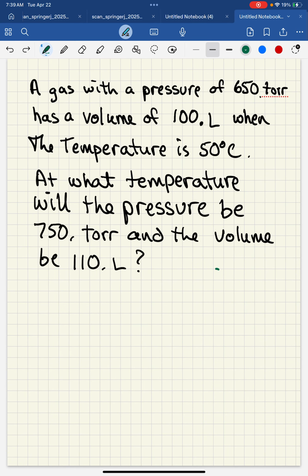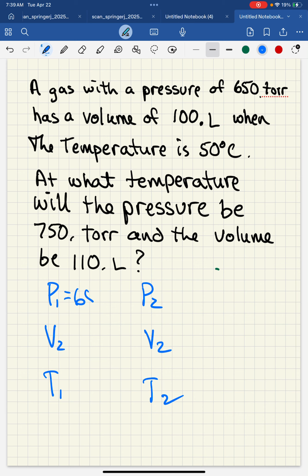A gas with the pressure of 650 torr has a volume of 100 liters when the temperature is 50 Celsius. At what temperature will the pressure be 750 torr and the volume be 110 liters? So we're seeing two of many things here. Like we got two pressures, two volumes, two temperatures.